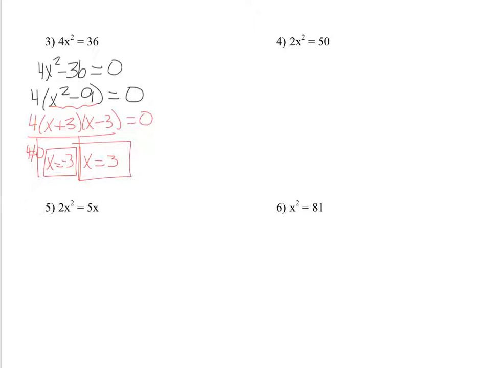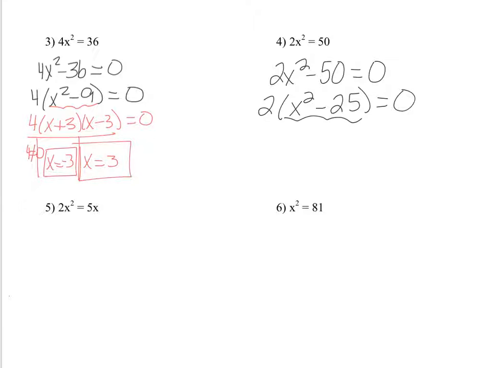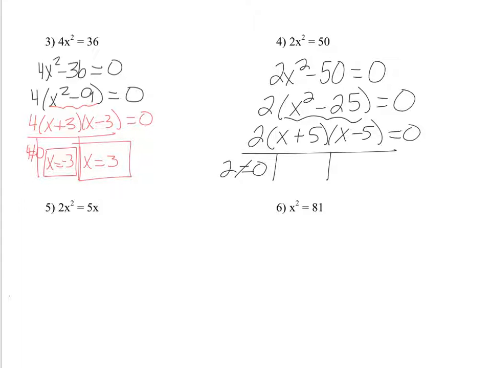Okay, number 2, when you set it equal to 0, you should have gotten 2x squared minus 50 equals 0. There was a GCF of 2. You should have been left with x squared minus 25. Again, this here is dots, so you should have gotten x plus 5, x minus 5. And t-chart, 2 equals 0 makes no sense, so you should have gotten negative 5 and positive 5.